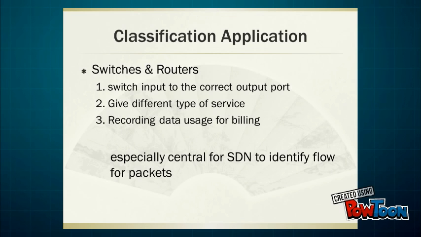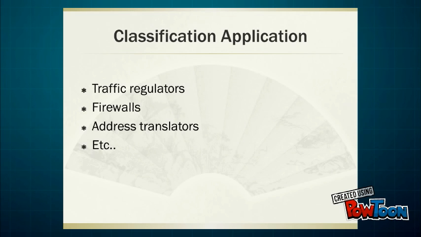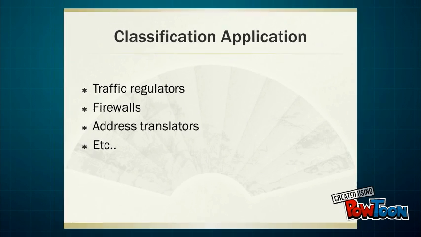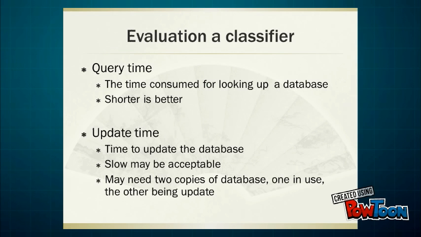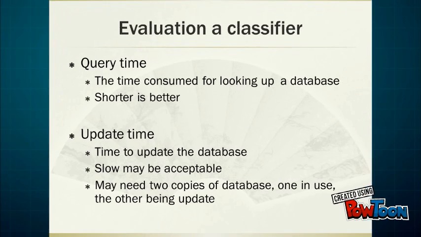Packet classification is an essential function to switches and routers that determine packet output port, assign different services to classified packets, and is also used for usage recording. In an SDN network, classification is essential to distinguish packets that belong to a flow. A packet classifier can also be used in traffic regulators, firewalls, and address translators. The performance of a classifier is valued by query time and update time. Of course, shorter is better, but for update time, slow may also be acceptable.